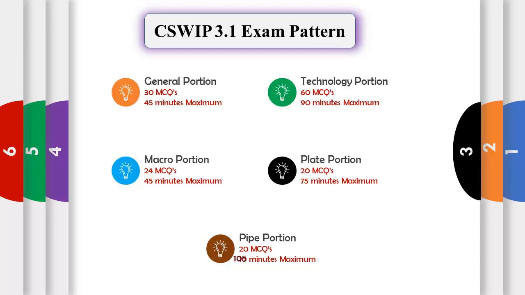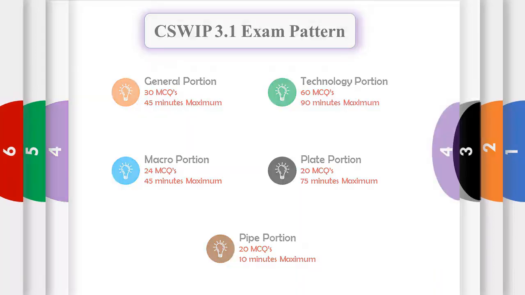First 10 questions contain defects from the face side of the pipe and the next 10 questions from the root side, and the total allowed time is 105 minutes. Let's move to the next slide. There are 24 modules for this complete course.